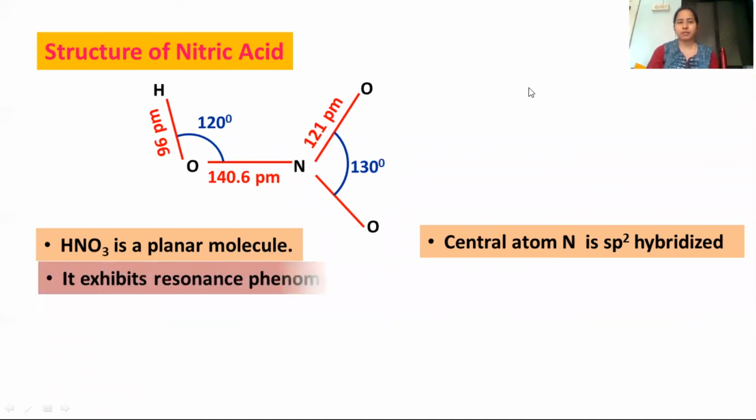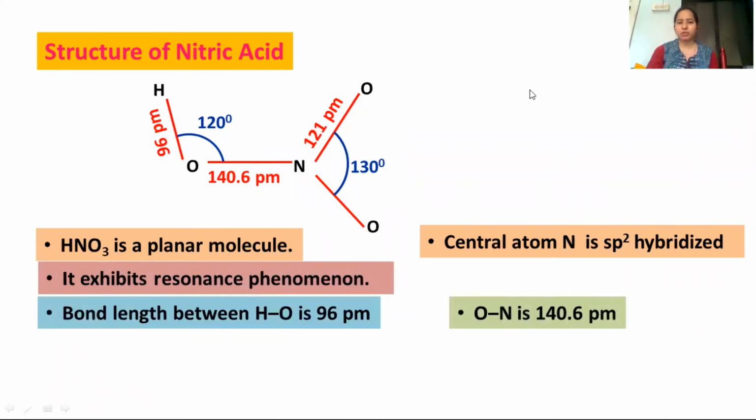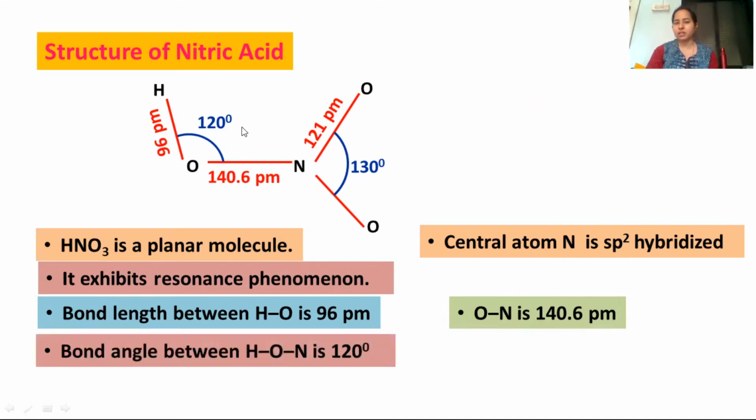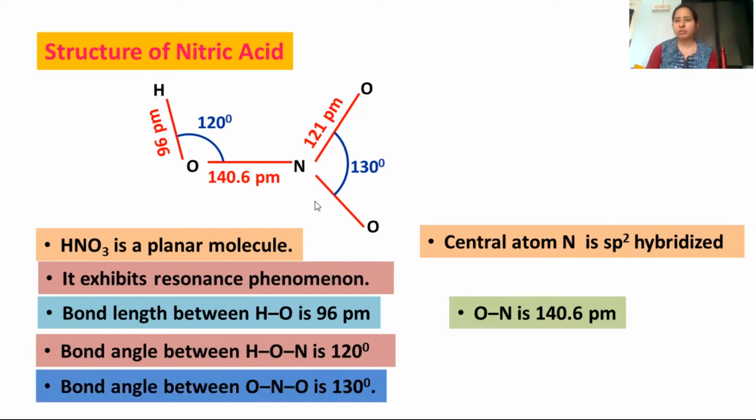Along with that, we say it exhibits resonance phenomena, which we saw. The bond length between H and O is 96 picometer, O and N is 146 picometer, and the bond angle HON is 120 degree, whereas ONO is 130 degree. So this is about the structure of nitric acid. If you want, you can draw the previous resonance structures also, or you can draw this resonance hybrid structure and write down these points with respect to nitric acid. The important point that you need to remember is nitrogen is sp2 hybridized.